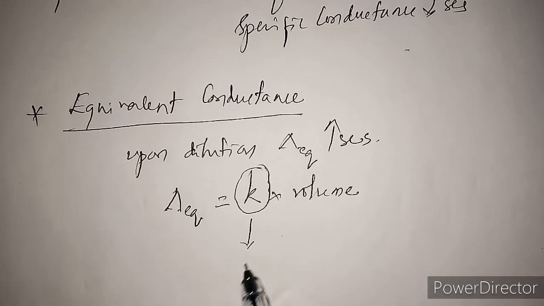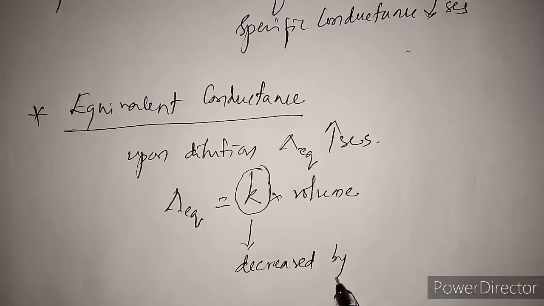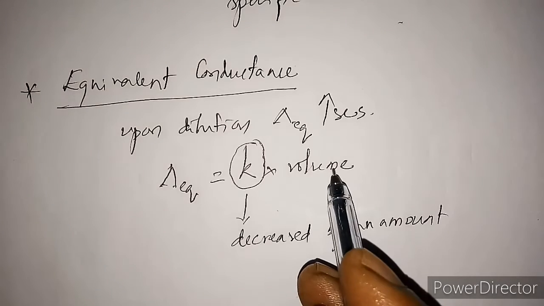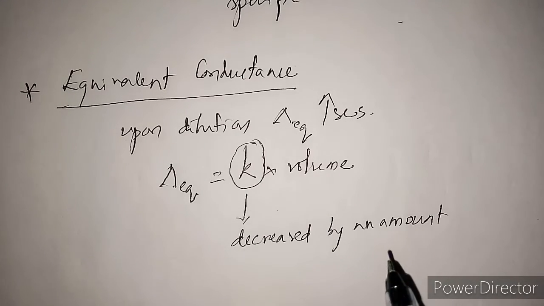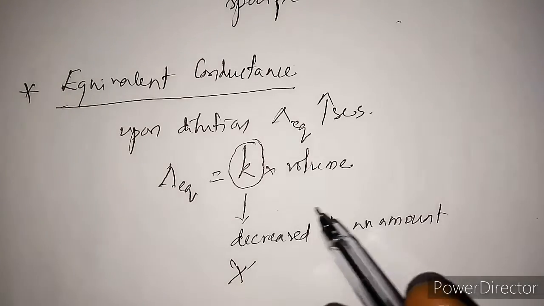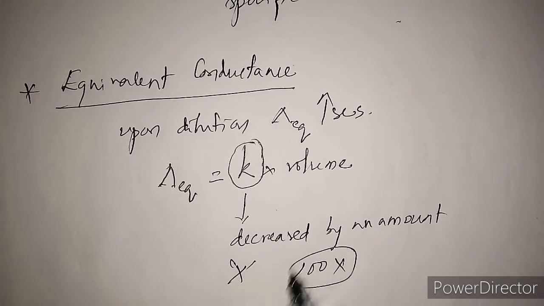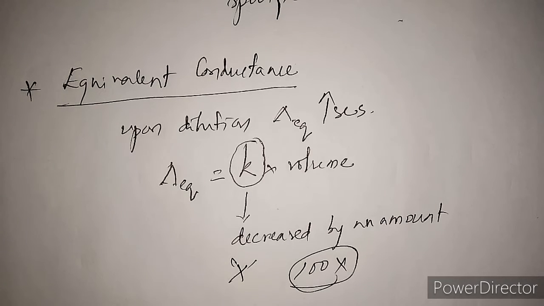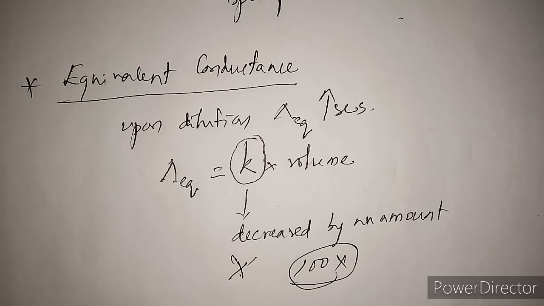The specific conductance itself is decreased by an amount which is compensated more by the increase in volume. If the specific conductance decreases by an amount of x, but the volume is increased by 100x, then upon increasing the volume, the total conductance increases by an amount of 100 times x. Therefore the decrease in the specific conductance is much more compensated by increasing the volume.